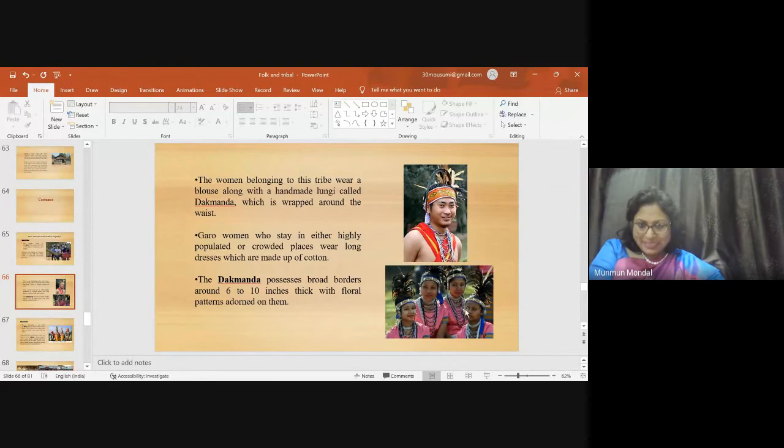These necklaces are handmade. And men are also wearing this kind of necklaces, not only women, men are also wearing them. Now I am moving to Khasi.